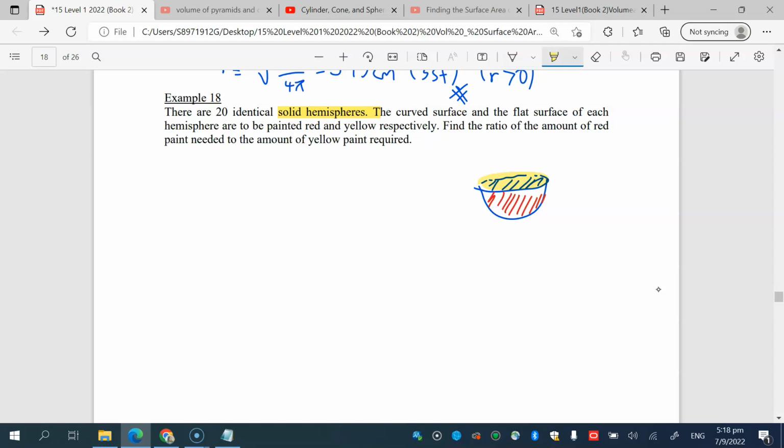Find the ratio of the amount of red paint needed to the amount of yellow paint needed. So if we just take the ratio of this part to this part, it will be 2 pi r square. Right, this part is 2 pi r square. The top part is just pi r square. So the ratio is just like that, right? So it's in a 2:1 ratio. That's all. You need 2 times of red paint compared to the yellow paint. So it's 2:1.